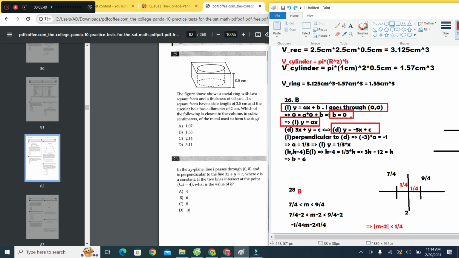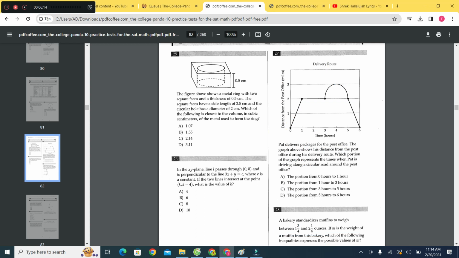So L is y equal to 1/3 of x, because L originally had the form y equal to ax, as we have concluded here. Now we know that the point (k, k minus 4) belongs to L. So we know that k minus 4 is equal to 1/3 of k. When we solve for k, we can see that k is equal to 6. And here, the answer 6 corresponds to choice B. All right.